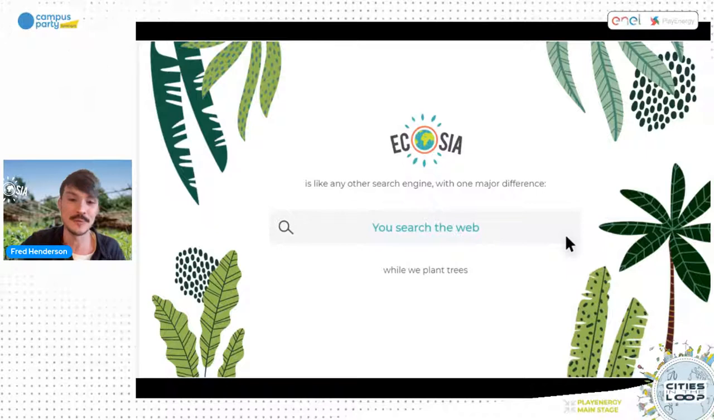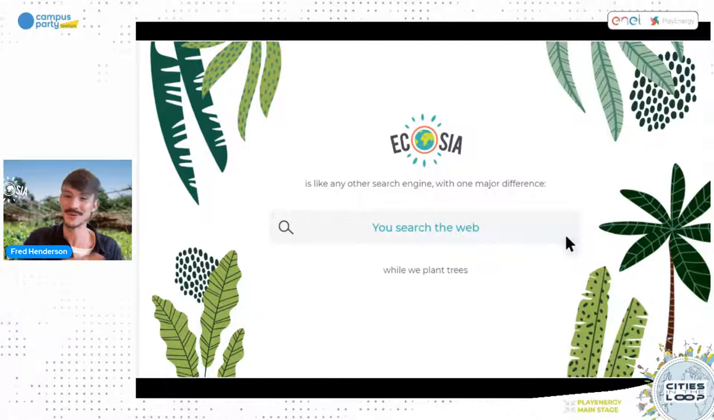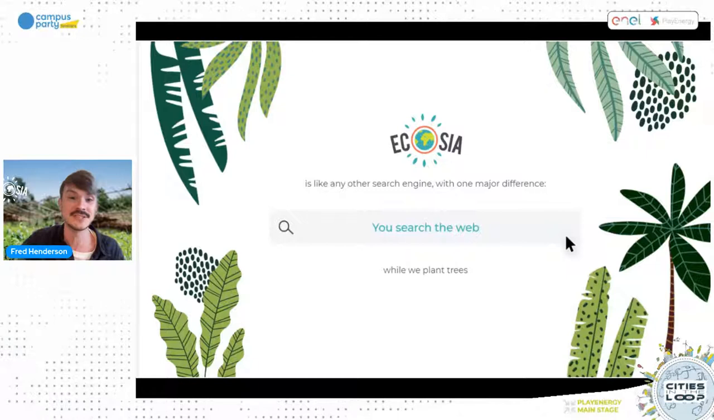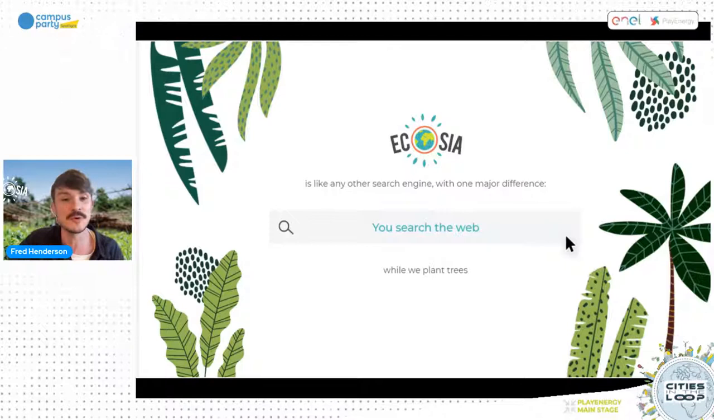So Ecosia has now planted over 140 million trees. And this is because of our search engine users that have made the simple switch from Google to Ecosia. And collectively, if enough people make this small change in their lives, it can have a huge impact, and we can plant millions of trees together. Ecosia now has over 15 million monthly active users, which actually represents one of the largest collectives of people taking action on climate change.